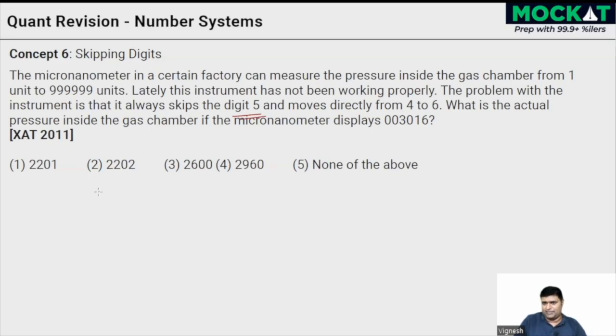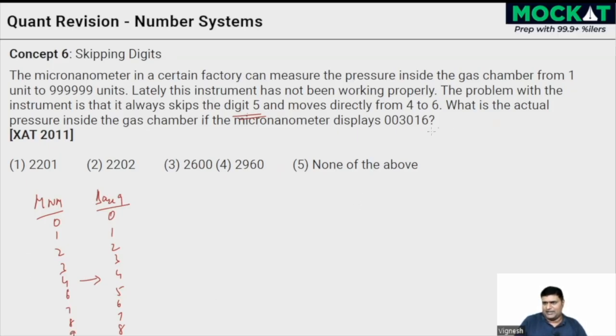That means one digit is skipped. If one digit is skipped, it's a base 9 number system. In a base 9 number system, we're supposed to have 0, 1, 2, 3, 4, 5, 6, 7, 8. But this micro nanometer is a different kind of base 9 system where it's skipping the digit 5. So it has 0, 1, 2, 3, 4. Till 4 it's the same. Then it's skipping 5 and going to 6, 7, 8, 9. Base 9 with different symbols.